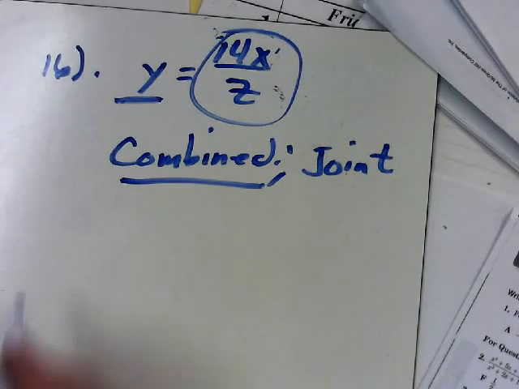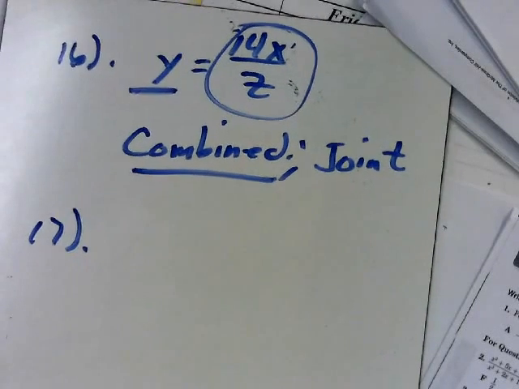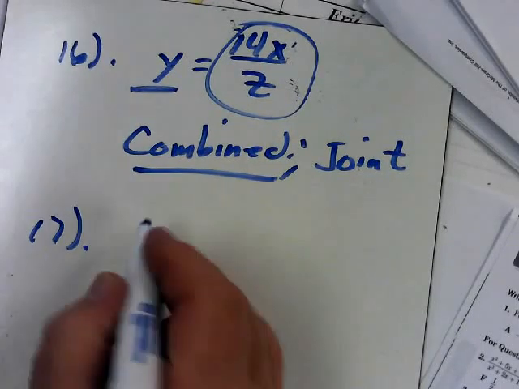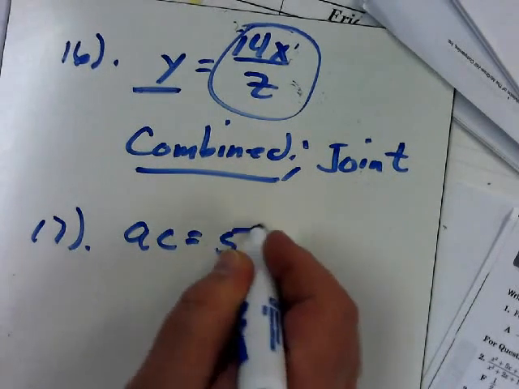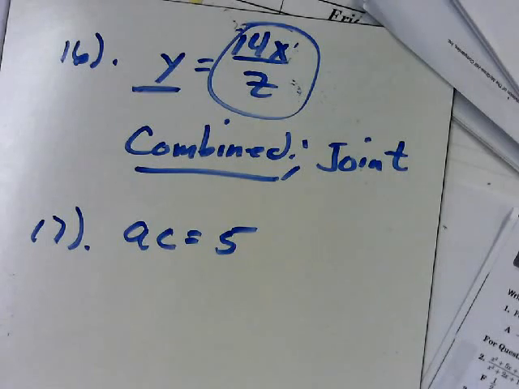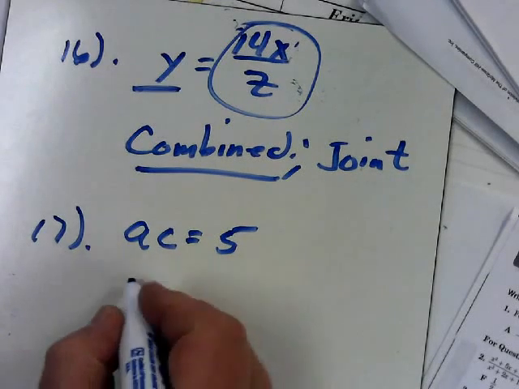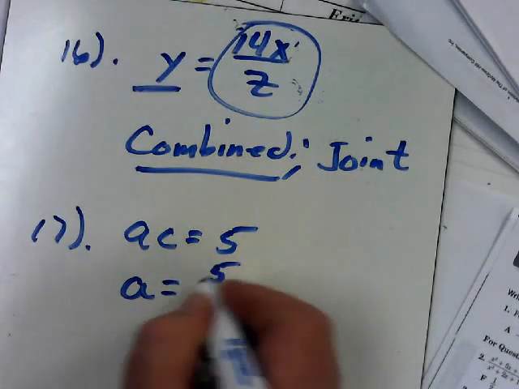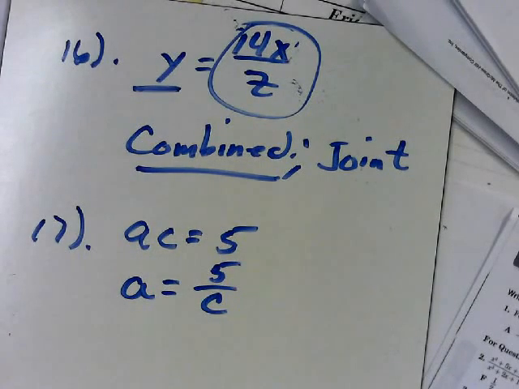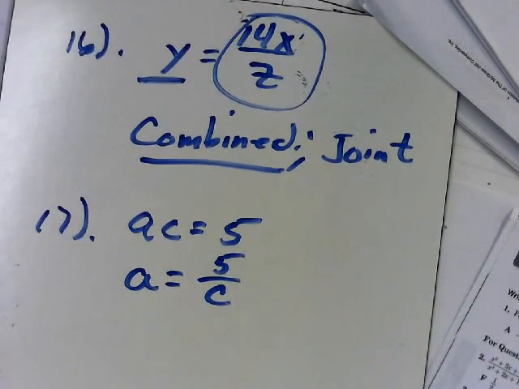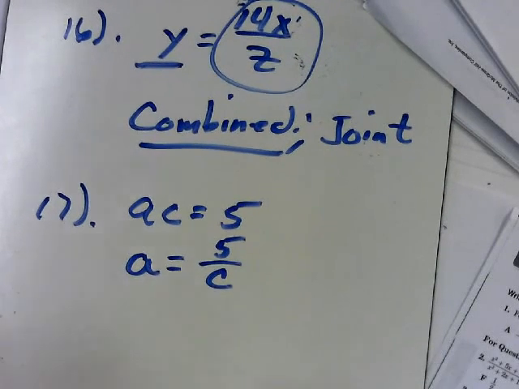Number 17. The equation AC equals 5 represents what type of variation? Inverse. It's inverse. If you have to divide, I don't care whether you divide by the C or you divide by the A, it would make it an inverse variation.